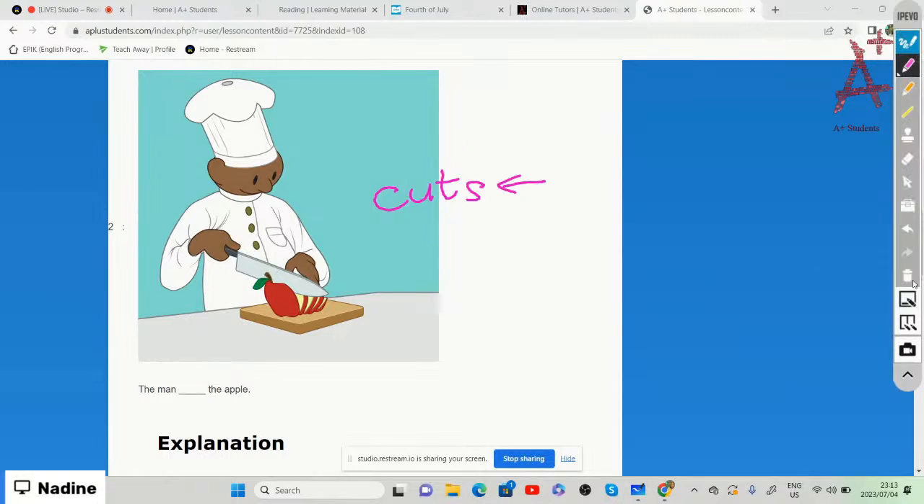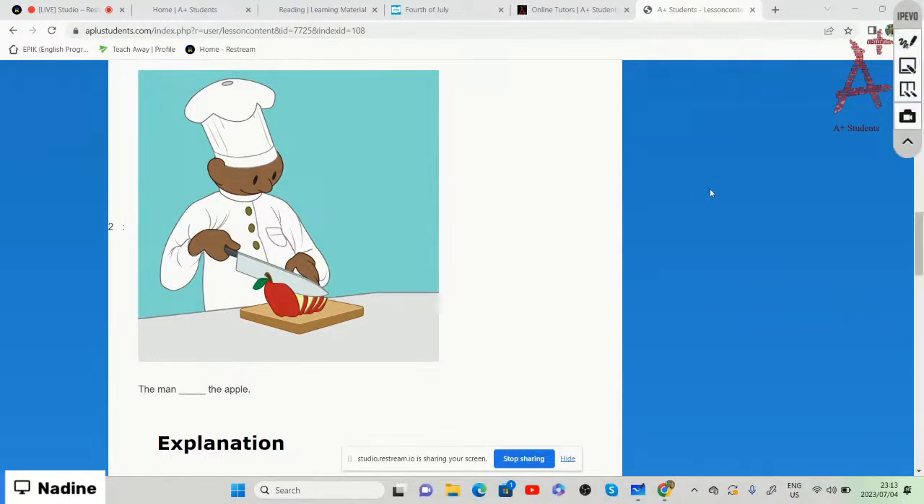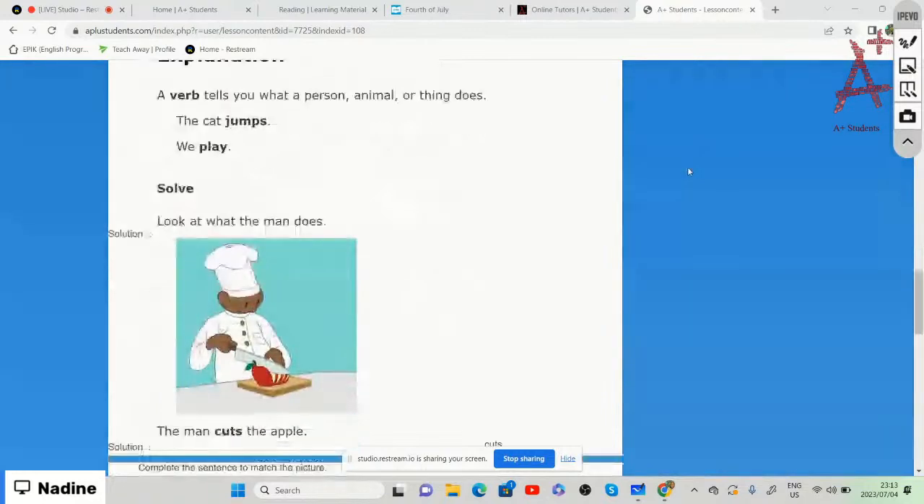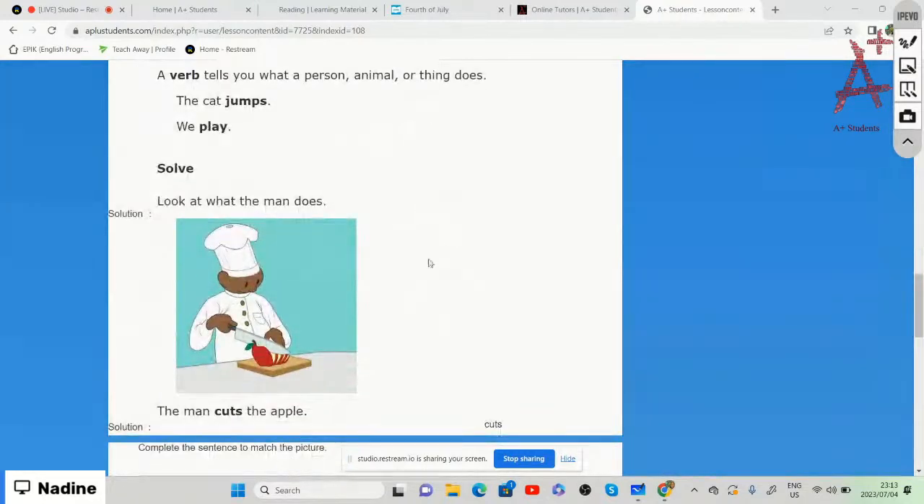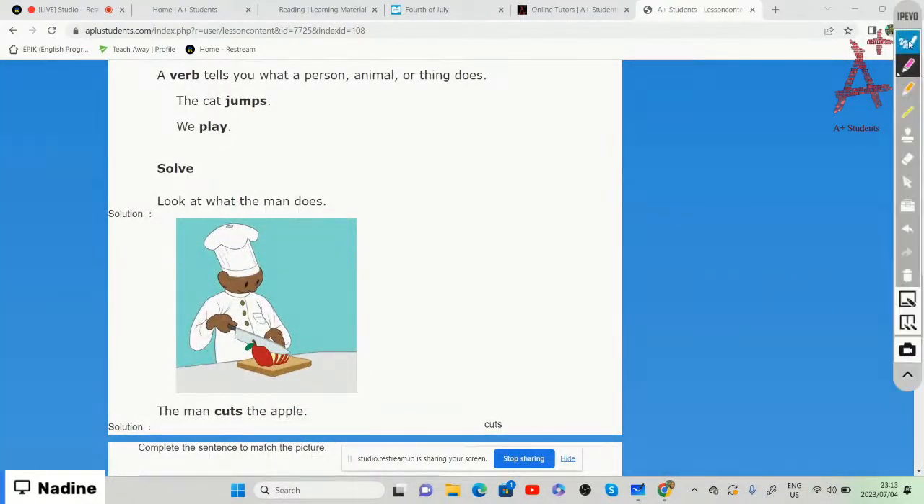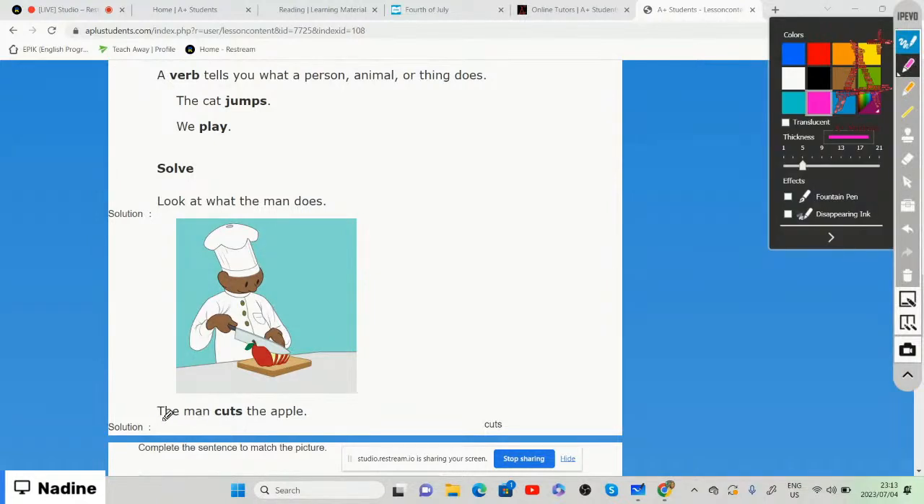All right. So if we go further down to our solve or our explanation, then that is correct, right? So if you said the man cuts the apple, then that is correct because that is the action that the man is doing. He is cutting the apple or he cuts the apple, right?